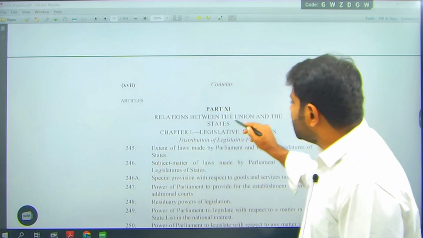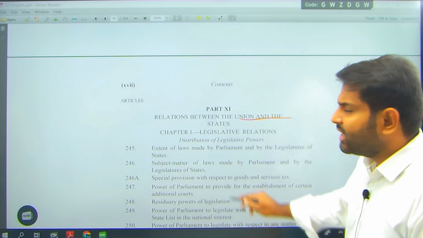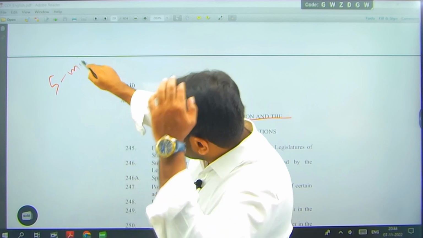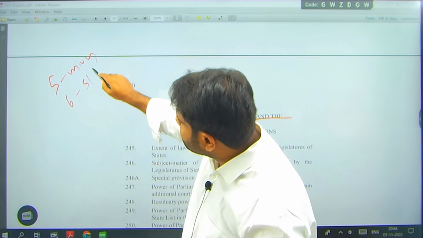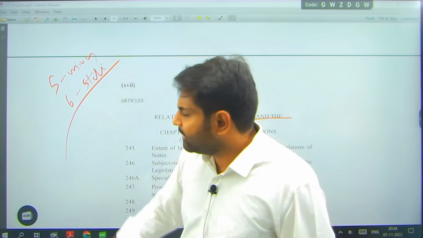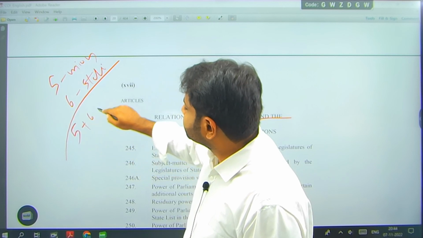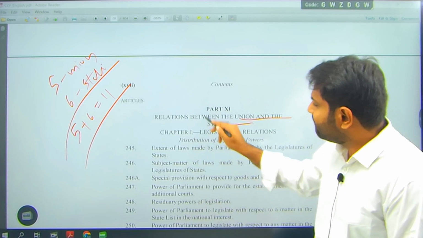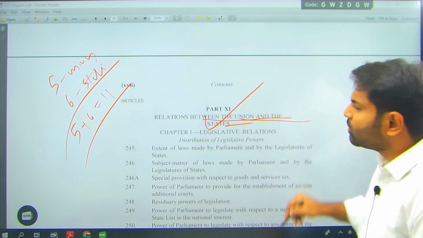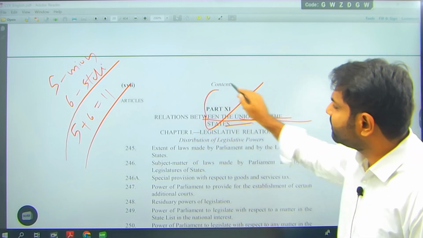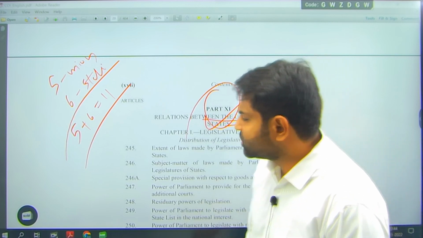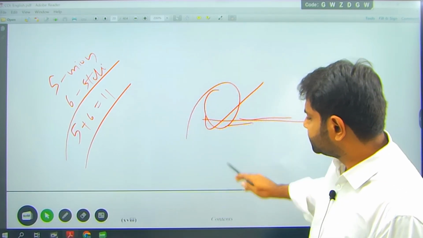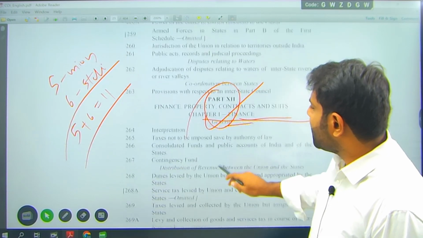Next one, relationship between union and state government. So part 5 is union, part 6 is state government. The marriage between these two, 5 plus 6 is 11, right? Which means we have the 11th part, which is the relationship between union and state government. When you talk about the 11th part of the Indian Constitution, you are talking about the relationship between union government and state government. Consider this as a marriage.